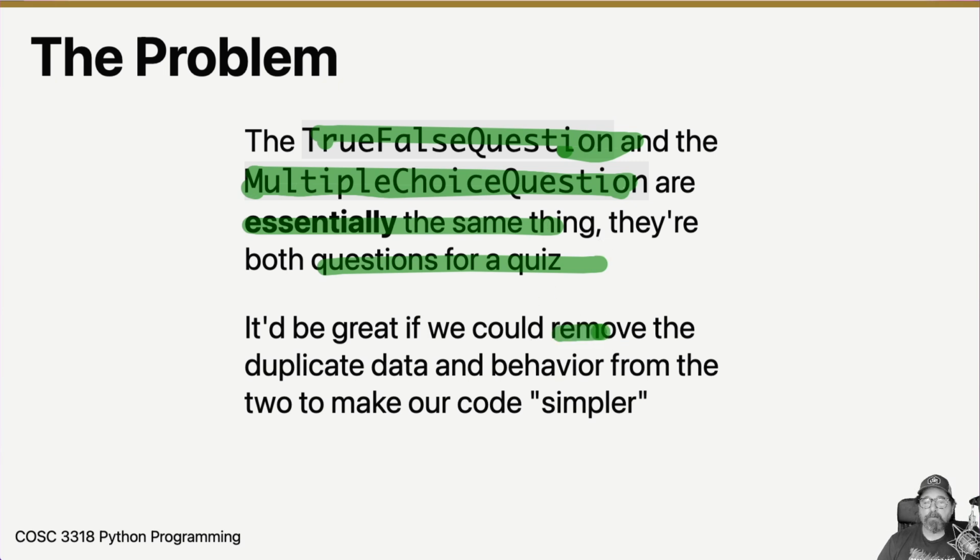So it would be great if we could remove the duplicate data and behavior, which makes our code simpler. Because if we have duplicate code in places that is essentially doing the same thing, the same way, then we should be able to remove it and put it in one place so that if there's a bug or we need to add more functionality, we only have to change it in one place.